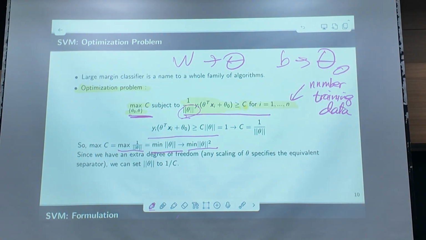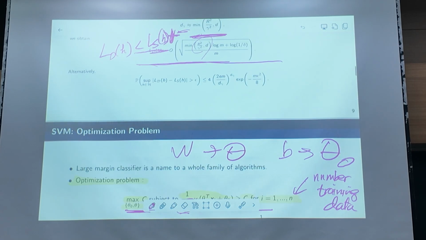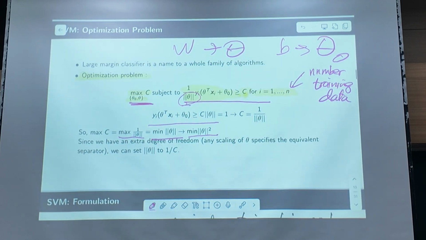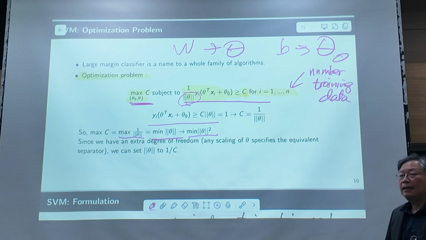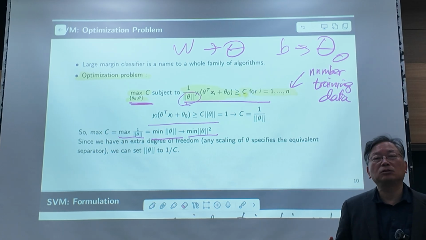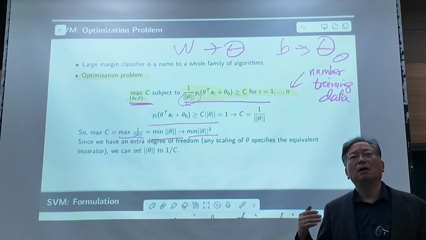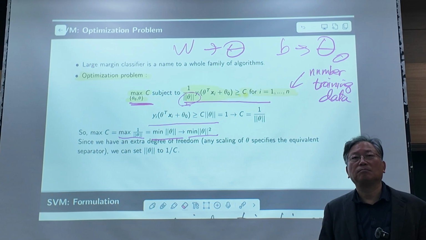Okay, everyone understand what I've said so far? And this comes from our derivation of the VC theory. And then I talked about how to obtain this large margin classifier or support vector by setting up a constrained optimization problem.